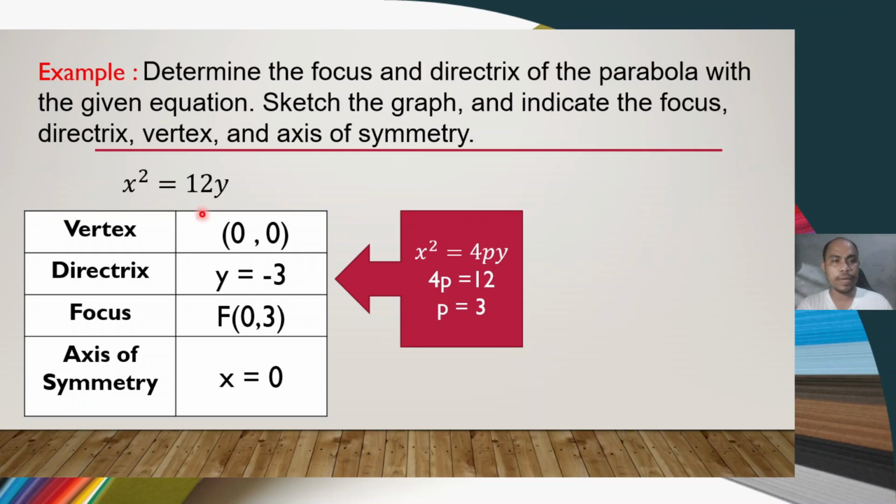So we solve for p. Here we have 12. So x squared equals 4py, 4p equals 12, divide both sides by 4. So p equals 3. Meaning, our directrix, because this opens upward, is negative 3. Then, the focus is the value of p, so we have (0, 3). The axis of symmetry passes through the vertex. The x at the vertex is 0, so x equals 0 is our axis of symmetry.